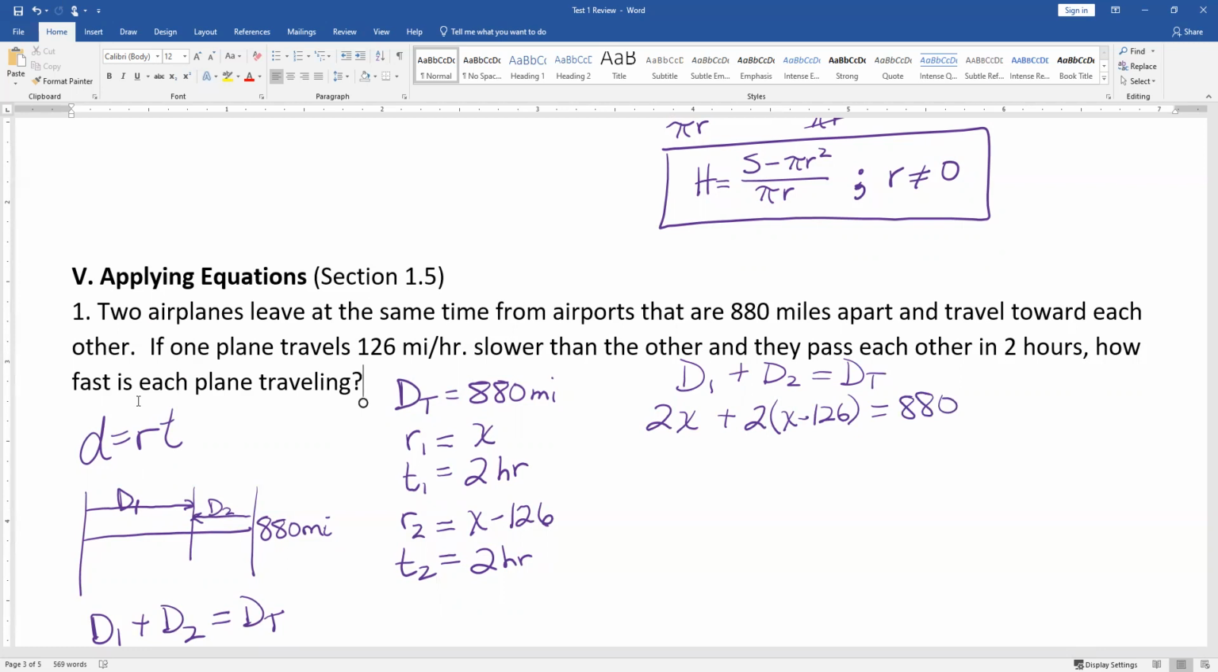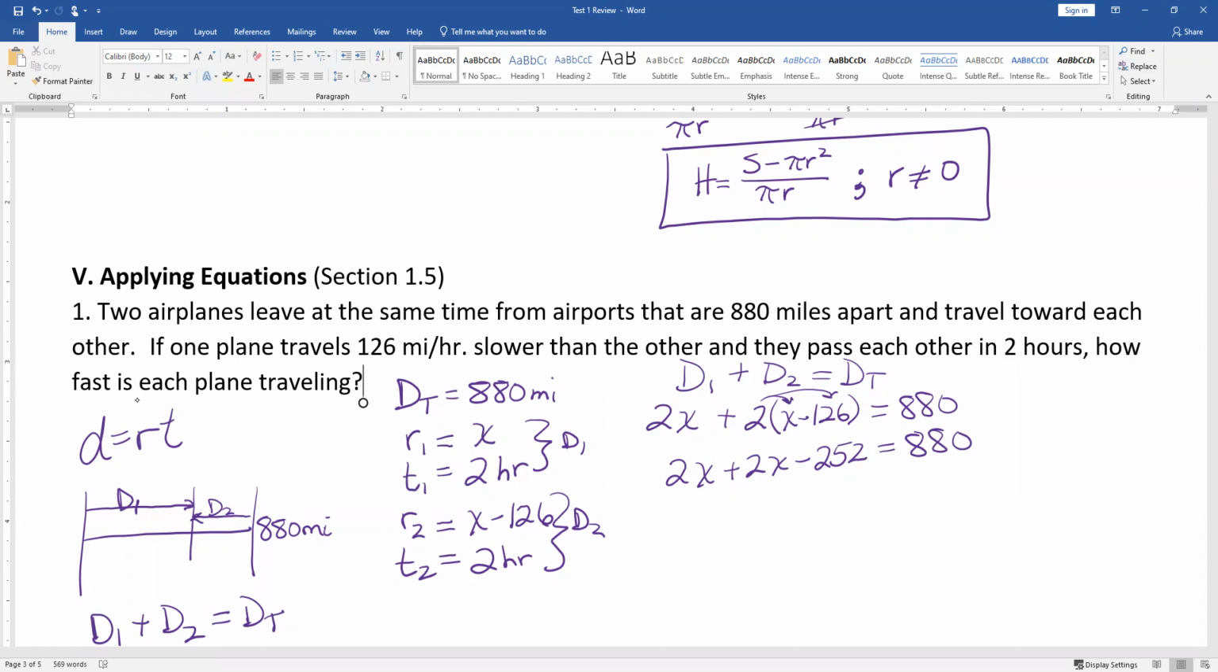So is everybody clear on where that came from? This one is distance 1. This one is distance 2 based on my formula. All right, so what do I need to do first? I've got to distribute first. So that's 2 times x and 2 times negative 126. So I end up with 2x plus 2x minus 252, I think, equals 880. Yep.